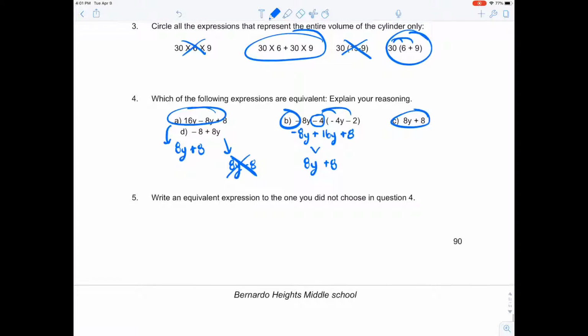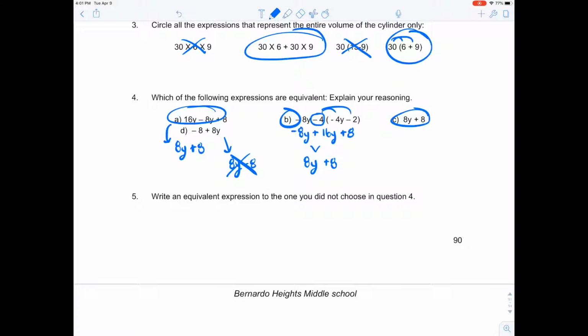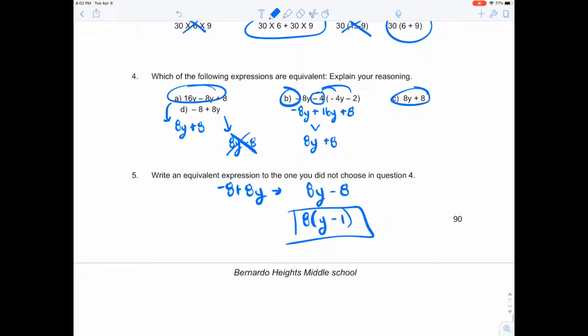Write an equivalent expression to the one you did not choose in question 4. So negative 8 plus 8y is what we're working with. I'm going to switch this around so it's a little easier. I like looking at this rather than this. Negative 8 plus 8y just kind of confuses my brain. So writing an equivalent expression, I see that both of these terms have an 8 in them, so I'm going to take out an 8 using my distributive property. I'm going to factor out an 8. Now I'm left with y minus 1, and there we go. I have an equivalent expression.